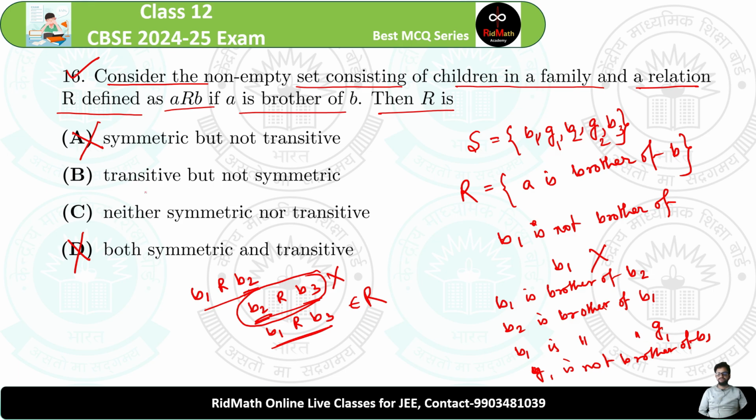So C option is also incorrect, B option is correct. This relation is transitive but not symmetric, and this is not reflexive also. So this reflexive option is not there, but you can check. Okay, I hope you understand.